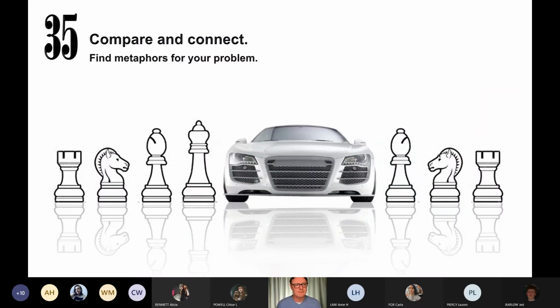Compare and connect. Tip number 35. Find metaphors for your problem. Now, this is probably one of the most important aspects of idea generation, the art of visual metaphor. And because of that, we're going to go into it in a lot more detail than the others. So I'm going to introduce you to the art of metaphors. Remember, we're parking up at number 35 with only 5 more to go.